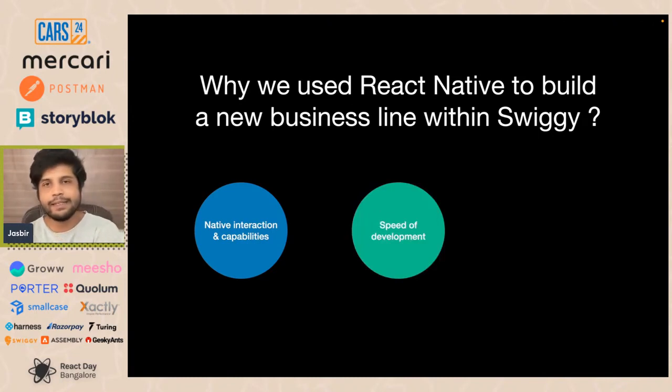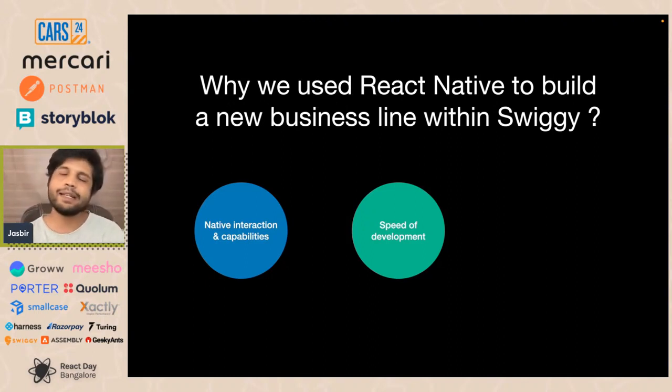And the second reason why we chose React Native is speed of development. We wanted to have this business line out as fast as possible, and we wanted it out for both the platforms, Android and iOS. So React Native lets you do that. Lets you write common code. 99% of the code that we wrote is common, except for that 1%, which was some conditional platform-specific code.